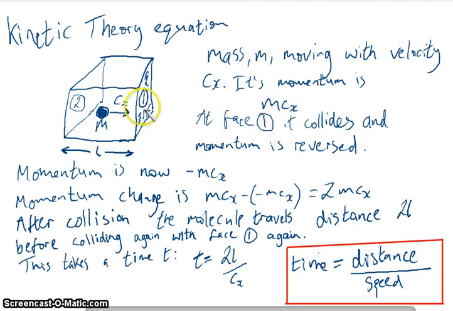At phase 1 it collides and momentum is reversed, it's an elastic collision. The momentum is now minus mcx. The momentum change is the initial momentum take away the final momentum, which gives us 2mcx. So after the collision, the molecule travels distance 2L before colliding again with phase 1. This takes the following time: t is equal to 2L over cx, and that's just time is distance over speed.